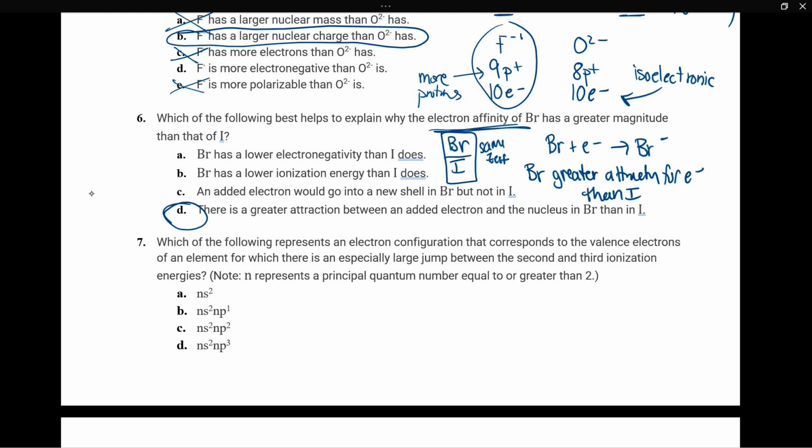Bromine has a lower electronegativity than iodine. That's not true. It actually has a higher electronegativity. It also has a higher ionization energy. So A and B are just false statements. C is also a false statement.